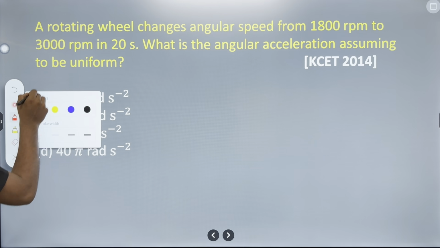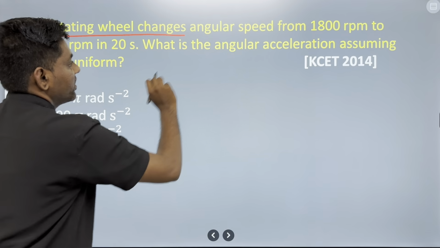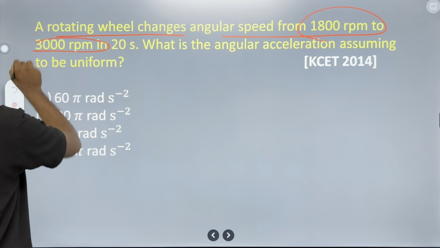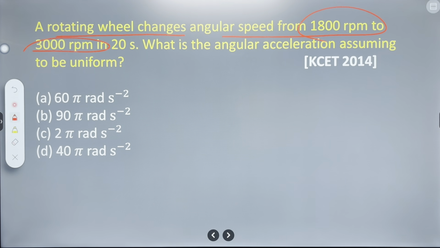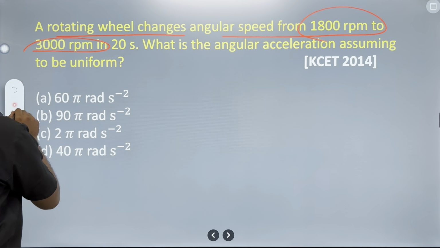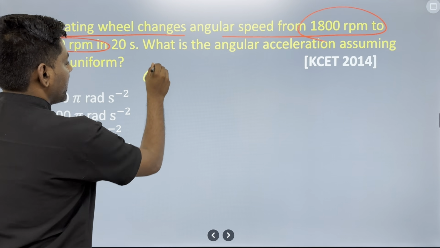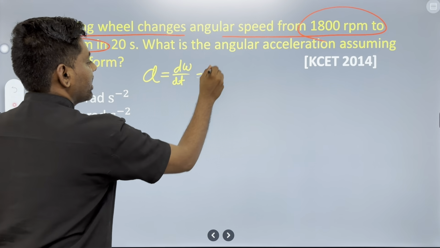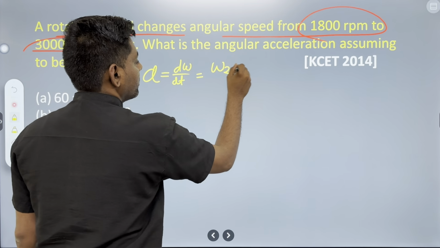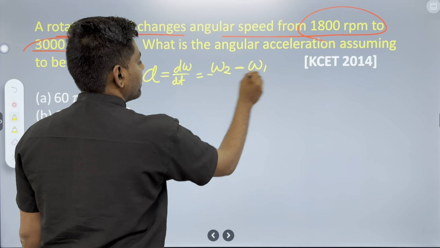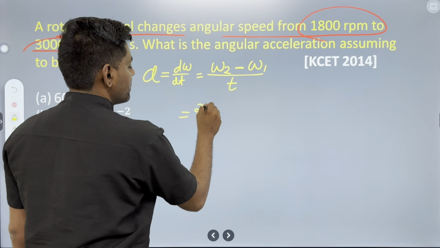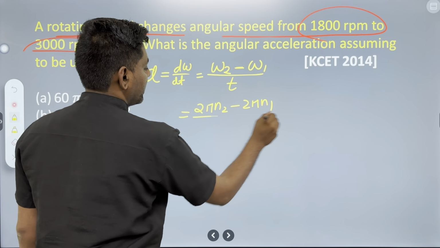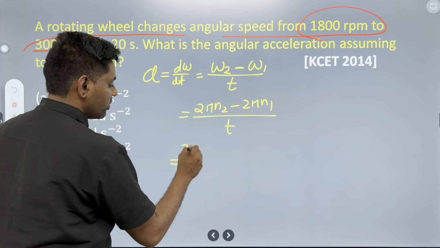Next example: a rotating wheel changes angular speed from 1800 rpm to 3000 rpm in 20 seconds. What is the angular acceleration? It is very simple. So angular acceleration equals d omega divided by dt. d omega means final angular velocity minus initial angular velocity, divided by time. That is 2 pi n2 minus 2 pi n1 divided by t. So taking 2 pi common.